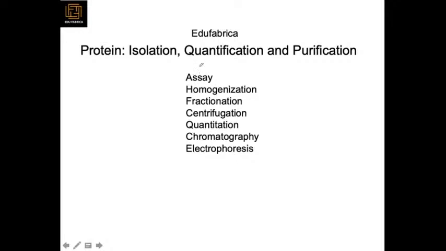So in this we deal with the various assays: homogenization, fractionation, centrifugation, quantitation, chromatography, electrophoresis. Each part we will go into in quite some detail, and for electrophoresis, I will be happy to take you through one full day lecture to deal with the various types of electrophoresis.